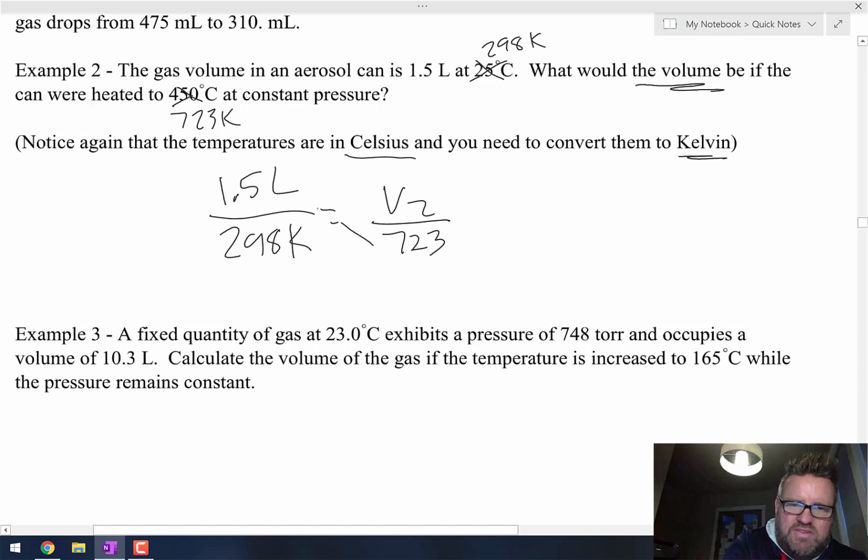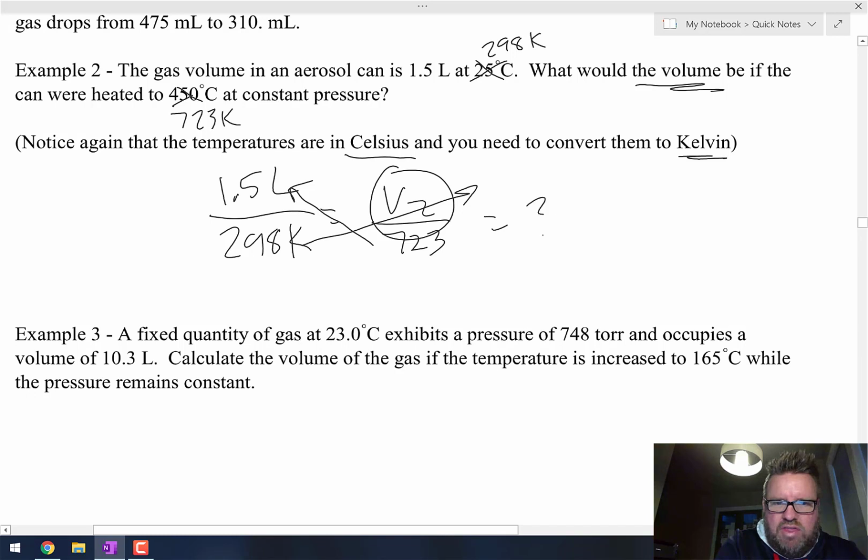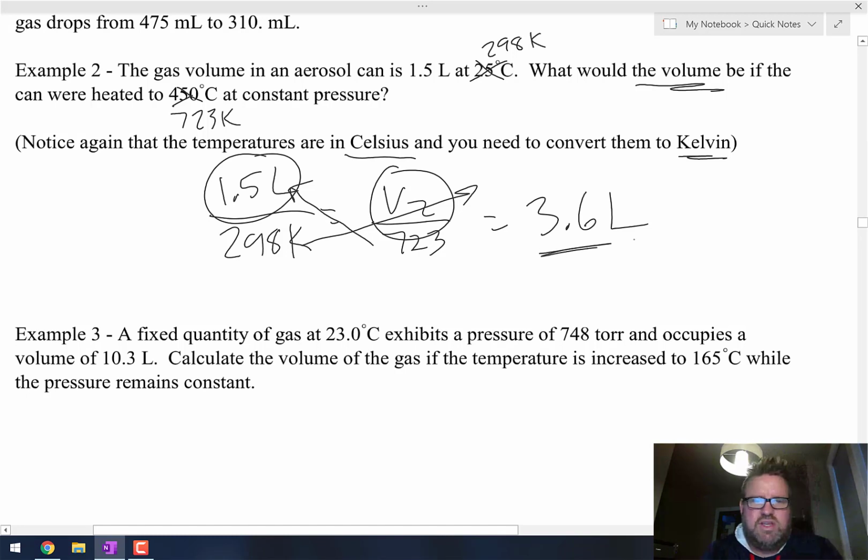So I'm going to move the 723 over to here. The 298 comes over here. And then to get V2 by itself, I've got to divide by 298. And when I do that, I get a final answer of 3.6 liters. So our volume went from 1.5 liters to 3.6 liters.